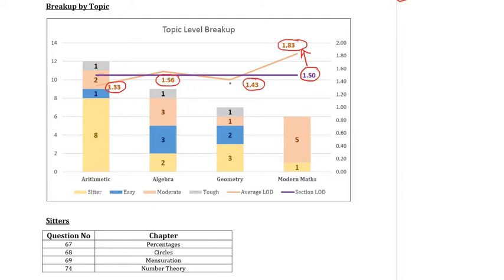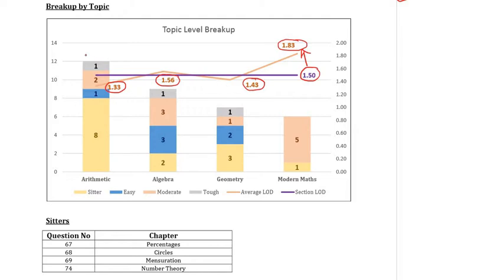So here, even looking at this much data tells you that the real scoring area was from arithmetic, algebra and geometry rather than from modern math. So if somebody was really banking on modern math, then that person could have been in for a bit of a shock in this exam. Let's go a little deeper into this and see the breakup of each of these areas.